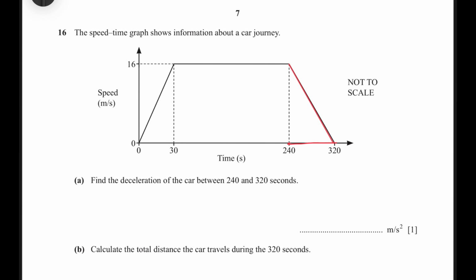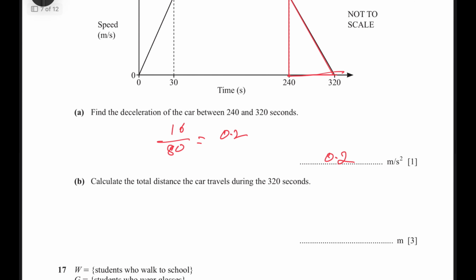So slope is rise over run. This is the y. So what's the y? Y is actually 16. So 16 upon this thing. The difference of these two is 320 minus 240. How much is this? 80. So 16 by 80. So 16 divided by 80 is how much? Which is 0.2. So the deceleration is 0.2 meters per second squared. That's the deceleration. Okay. B part.